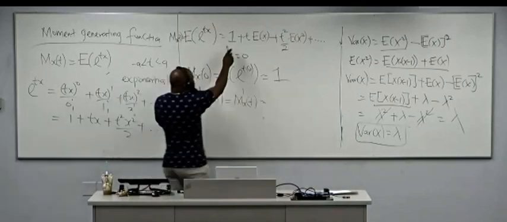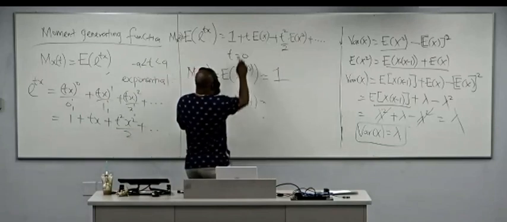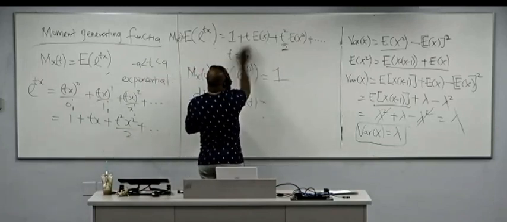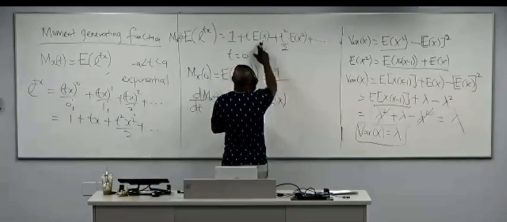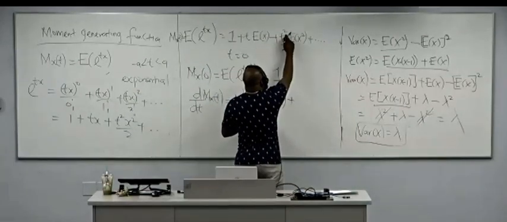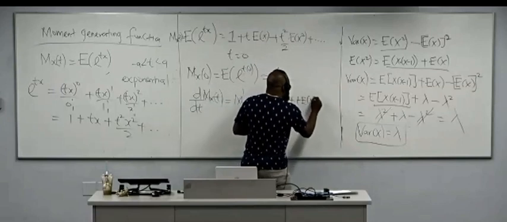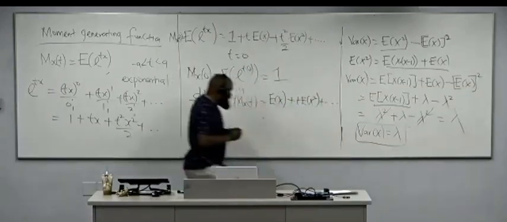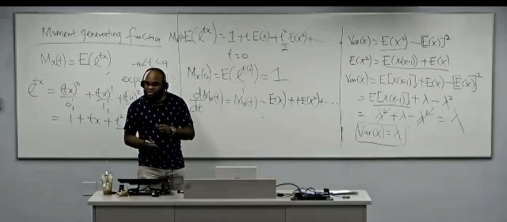Now let's do that now. Well, let's differentiate this with respect to t. When you differentiate this, this is going to be 0. This is going to be the expected value of x, right? This is going to be 2t over 2, which is going to be t, expectation of x squared, and so on like that. When we do that, and we set it to 0.